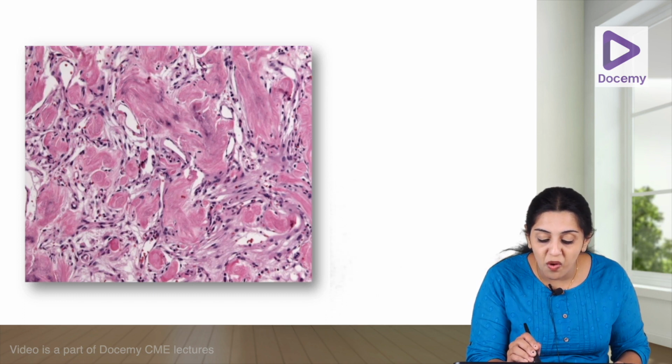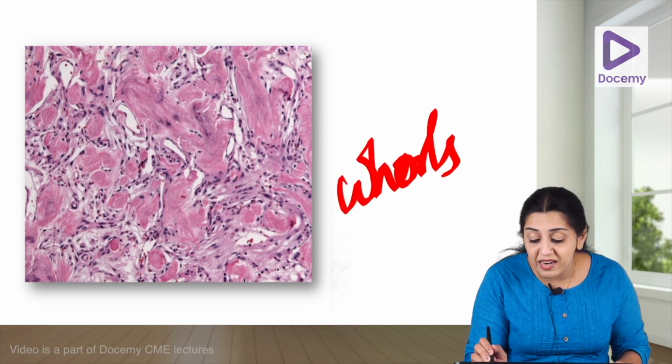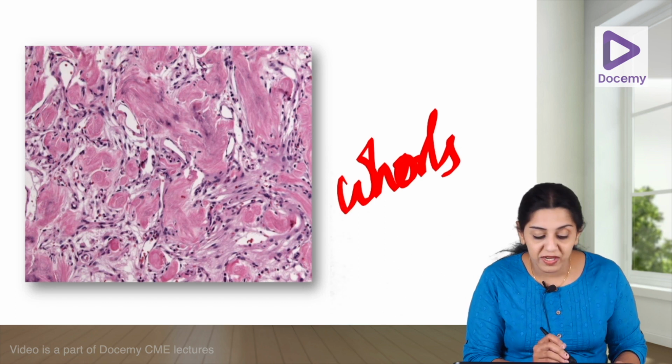So this is meningioma. You can see so many whorls over here. Cells are arranged in whorls, and that is typical of meningioma.